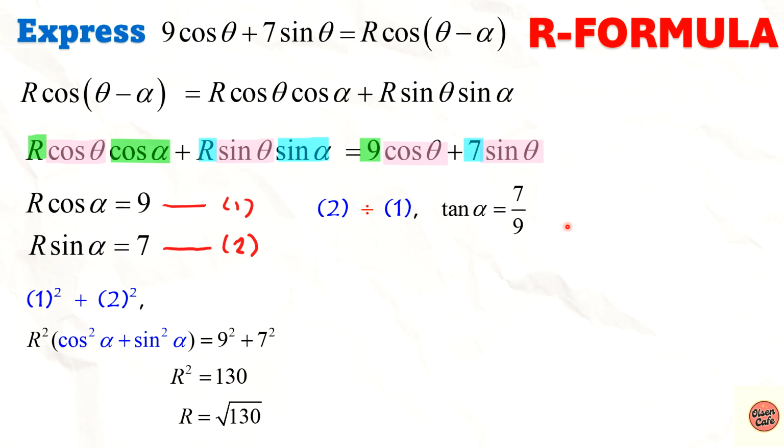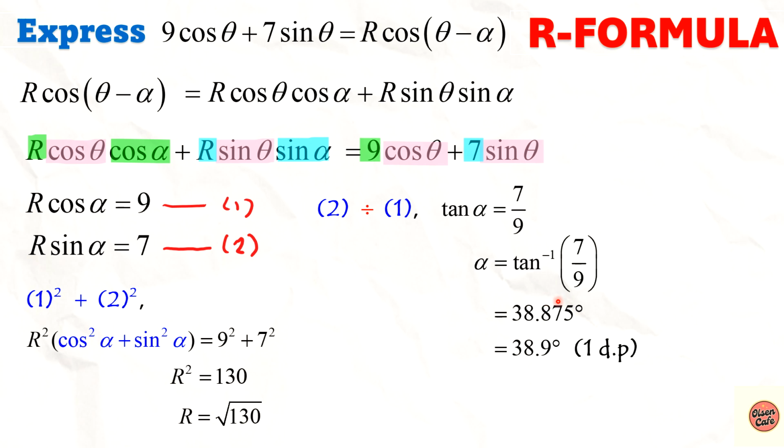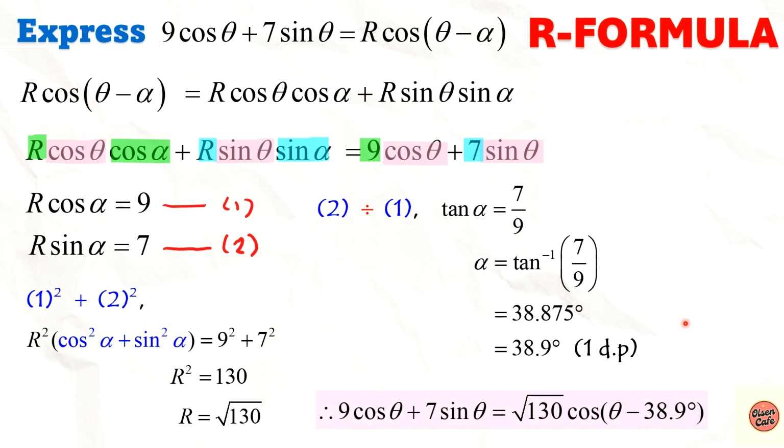And once we have this, are we able to find the value of alpha? Definitely, isn't it? So therefore, I will get alpha equals to tangent inverse 7 over 9. And then I use a calculator, I will be able to get the value for alpha. So once I'm done with r and alpha, I am already able to express 9 cosine theta plus 7 sine theta into the r formula form.